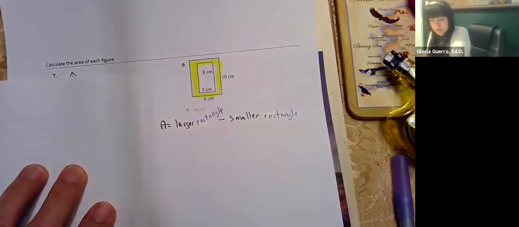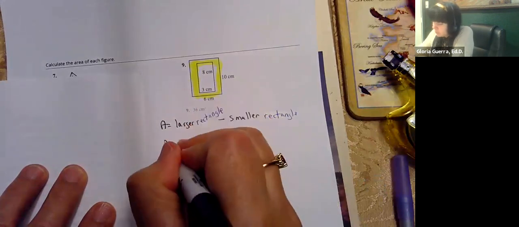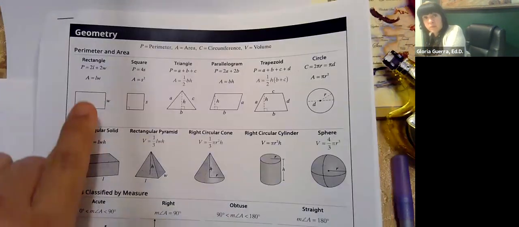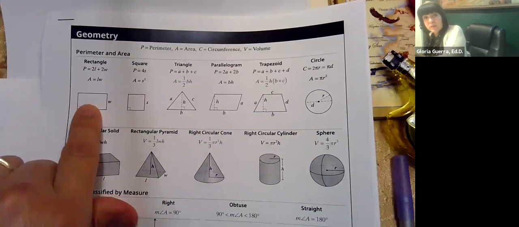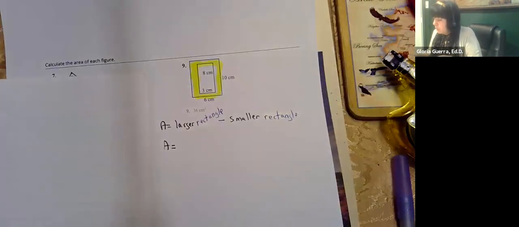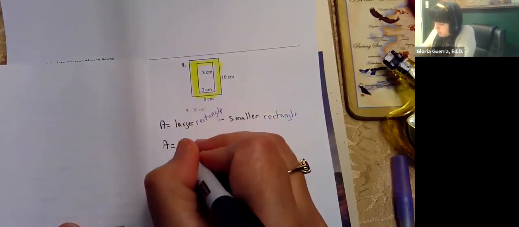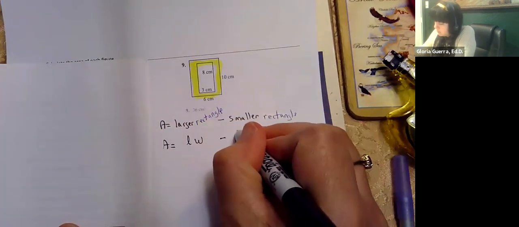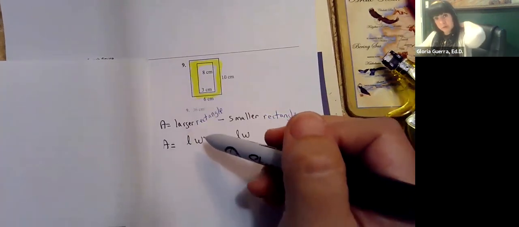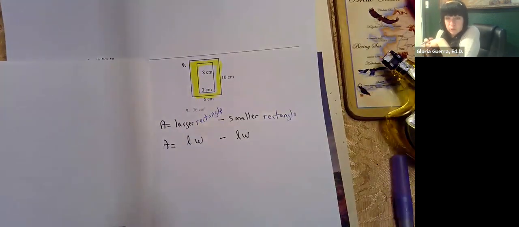And then if I look up the area for a rectangle, you might have that memorized already. The area for a rectangle is L times W, length times width. So L times W, take away L times W. You're going to have to subtract here. You're going to take the larger area and then subtract out the smaller area of that rectangle, okay?